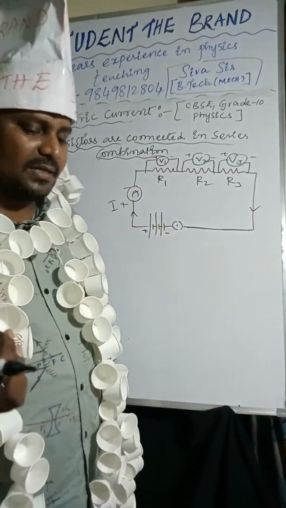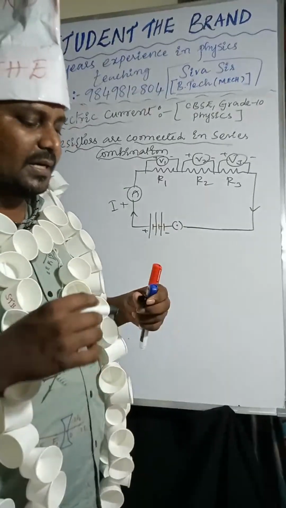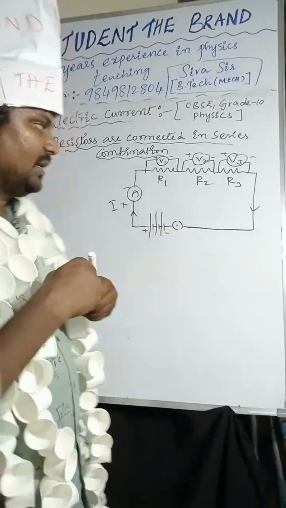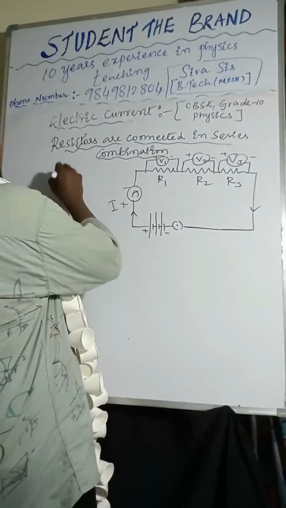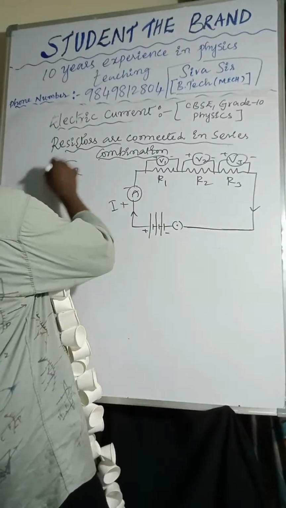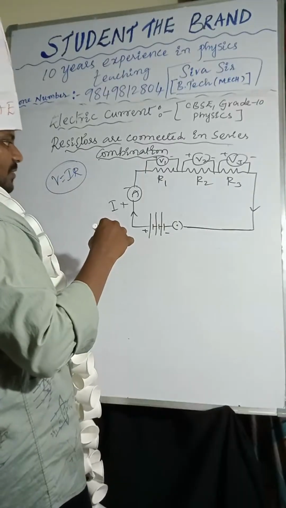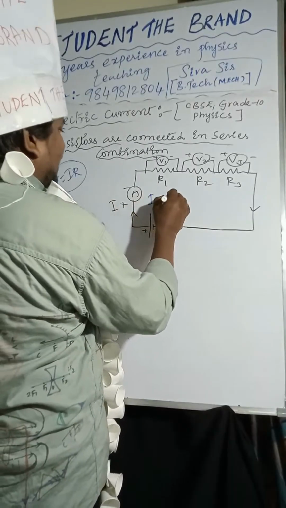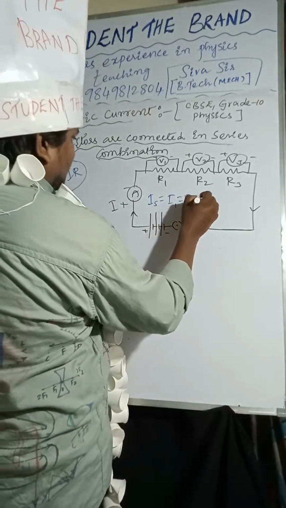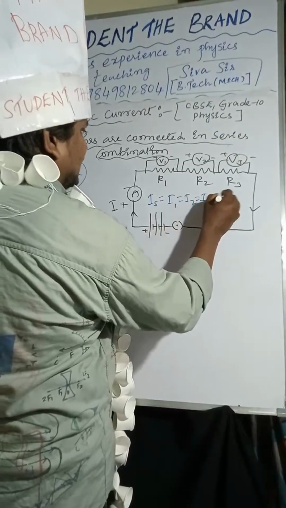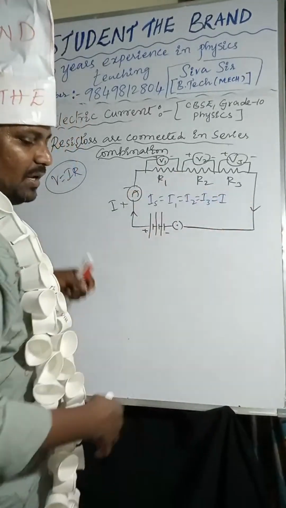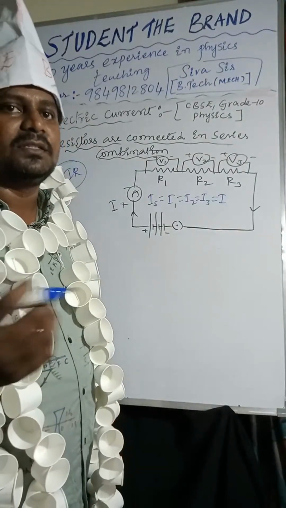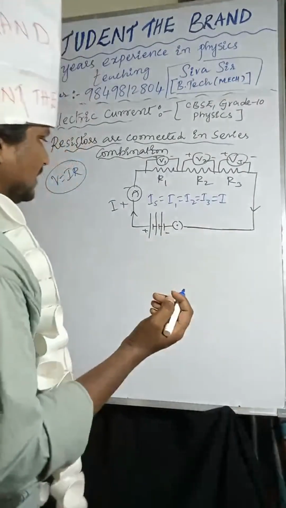Throughout the path the current is the same. So if the current is the same, how can we take it like this? From Ohm's law, V equal to IR. Here the current is the same: IS equal to I1 equal to I2 equal to I3 equal to I, because the current is passing through the entire circuit.